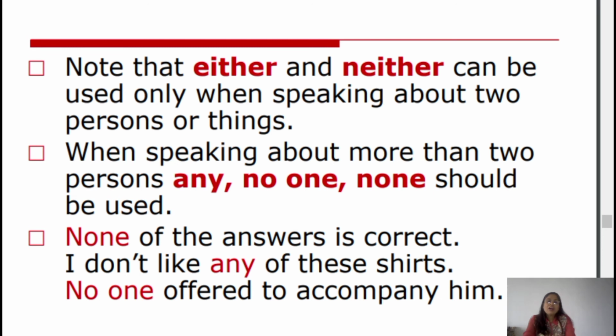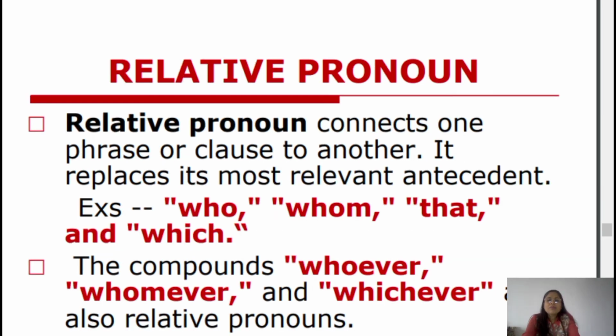Make a note that either and neither can be used only when we are speaking about two persons or things and not less, not more. When speaking about more than two persons, we refer to them as any, no one, none, etc. None of the answers is correct. I don't like any of these shirts. Maybe there are 3 of them, but they are definitely more than 2. No one offered to accompany him. Next category is the relative pronoun.